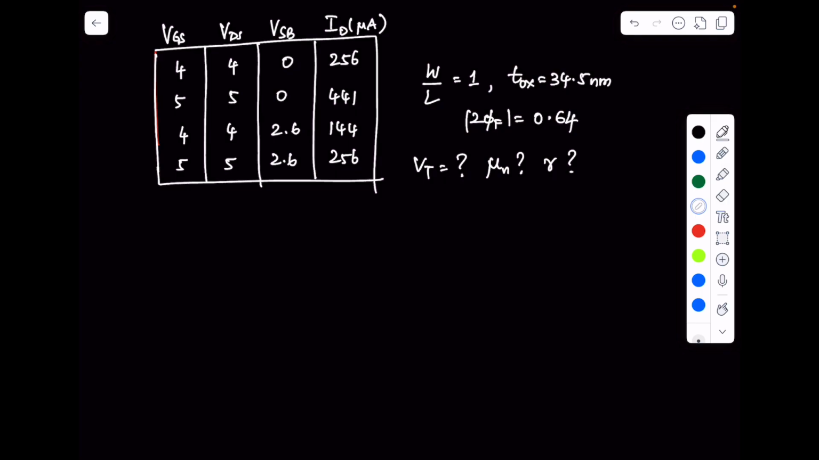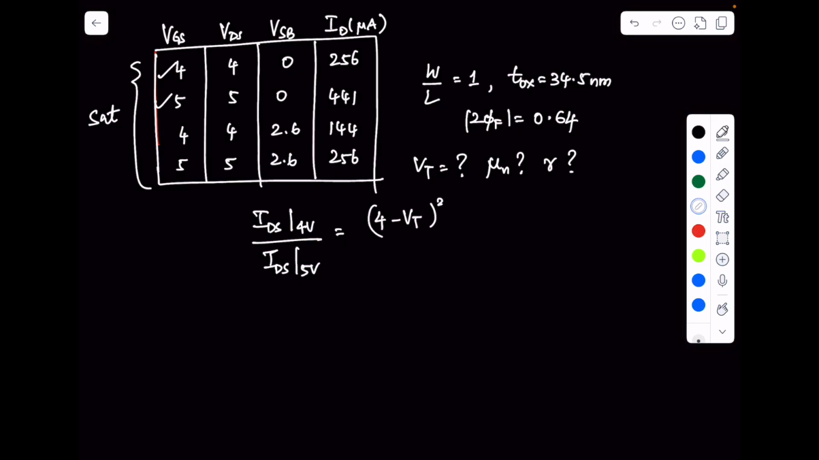So first thing is, in all cases you see that VGS is equal to VDS. That means that in all these cases the transistor is in saturation because VGD is 0. So therefore I know I can use the long channel model. So my IDS at 4 volts gate divided by IDS at 5 volt gate, if I take row 1 and row 2, without substrate bias, I can write this as 4 minus Vt the whole squared by 5 minus Vt the whole squared, which should be 256 by 441.